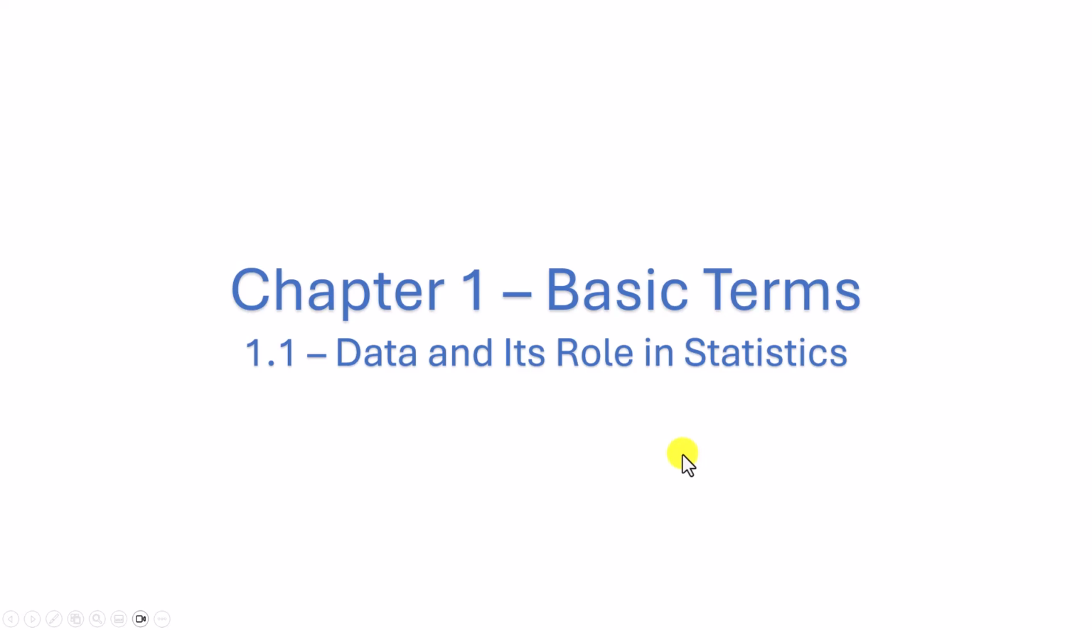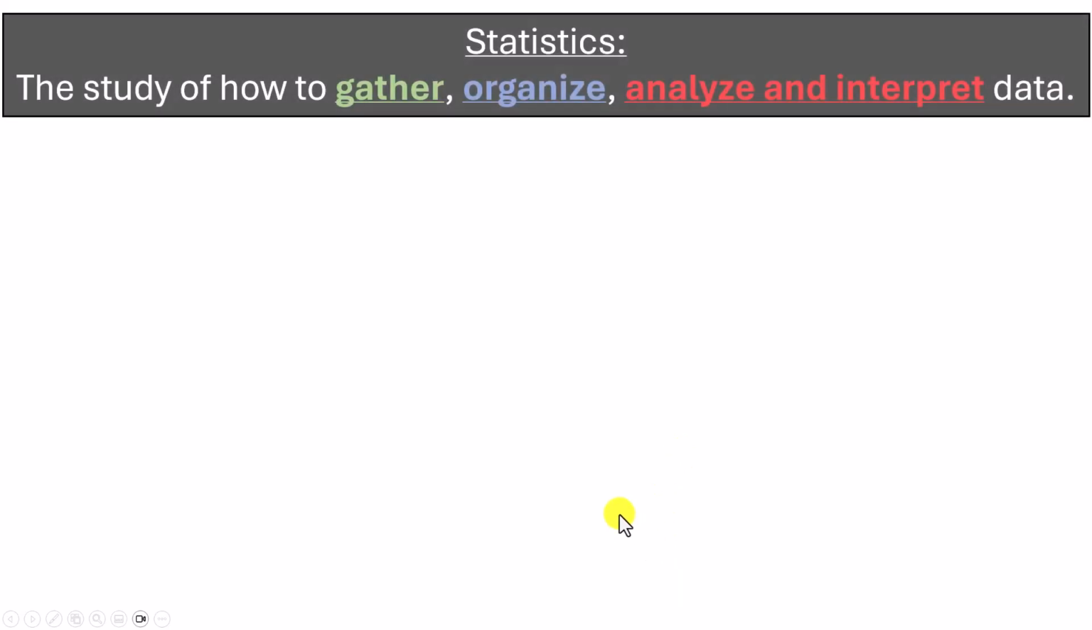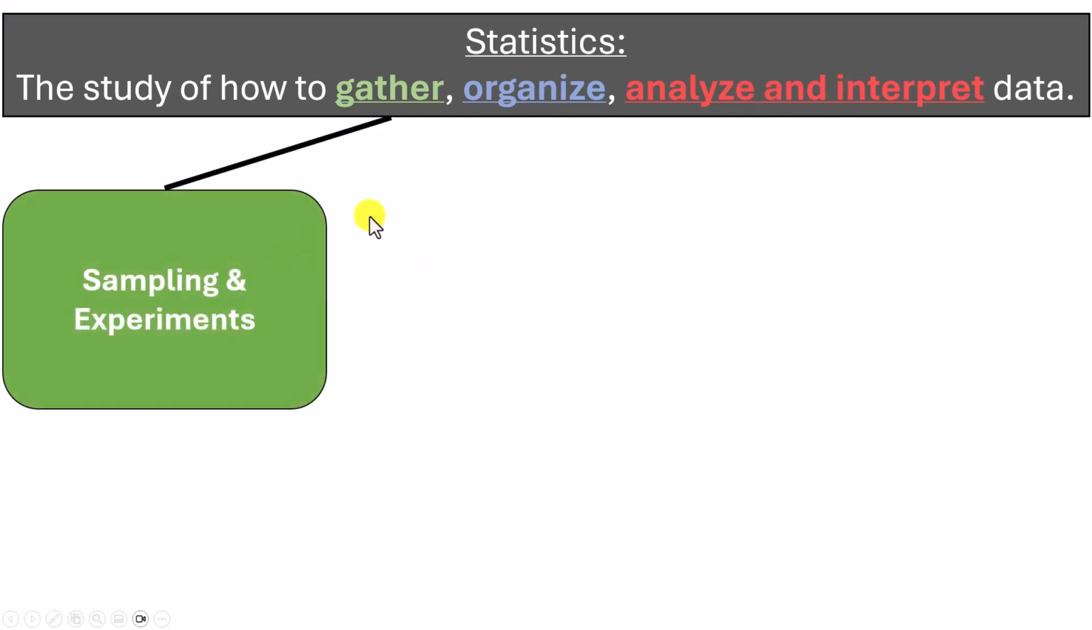Now, the textbook doesn't actually start with a definition of statistics, but I think that's kind of important, so that's actually where I'm going to start. The definition of statistics that I'm going to be using here is the study of how to gather, organize, analyze, and interpret data. Now, there are three areas here, and I'm going to talk about each of those individually. So first, we have the gathering of data.